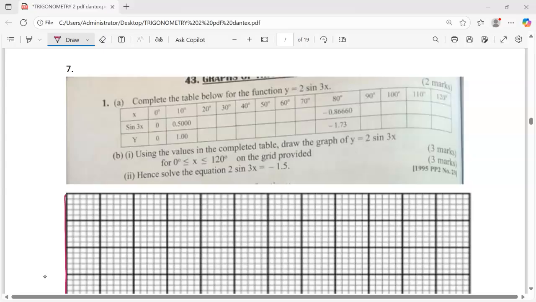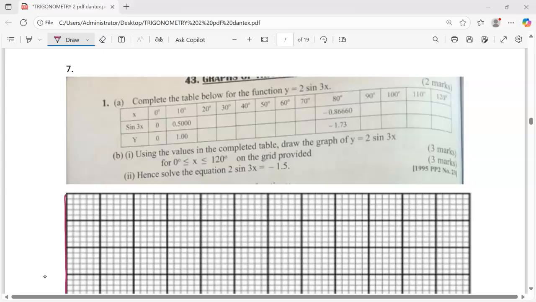This is KCSE 1995 paper 2 question number 23, a question on trigonometry. Part A of the question: complete the table below for the function y is equal to 2 sin 3x. We have the values of x between 0 degrees and 120 degrees and then sin 3x. For us to fill these columns, we are going to press 3 times x, which is 0, you get 0.